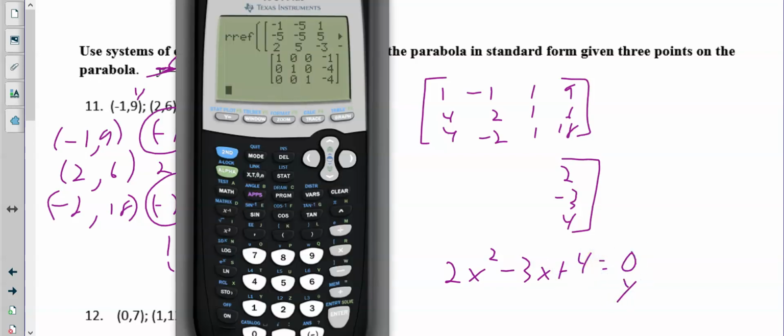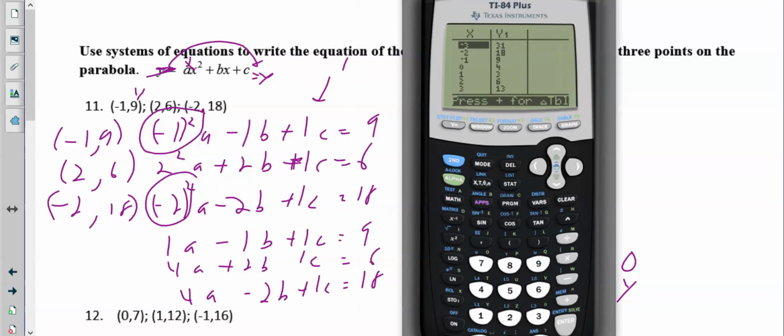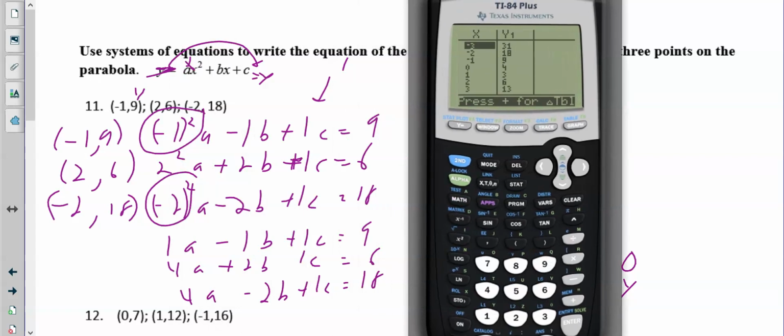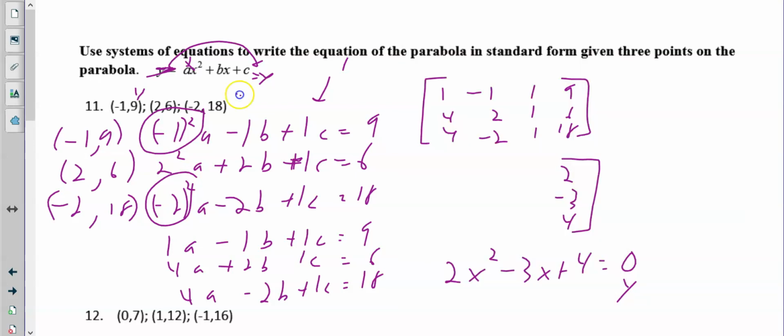Now here's the beauty of this problem. You can go to your y equals, and you can enter this in. So there's 2x squared minus 3x plus 4. Don't graph it, just go to the table. And now look and see, do you have -1, 9? Yes. Do you have 2, 6? Yes. Do you have -2, 18? Yes. You can see all three of these points in your table for this equation, which is a way to double check and make sure you have it correct.